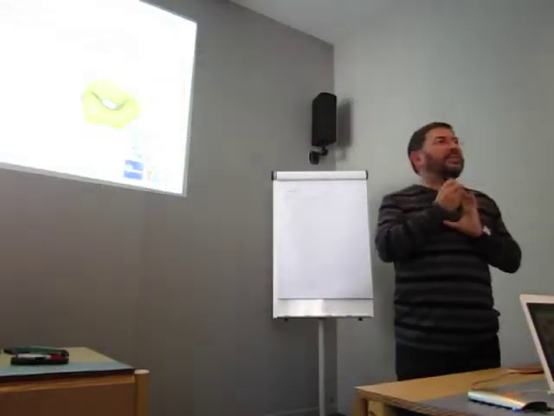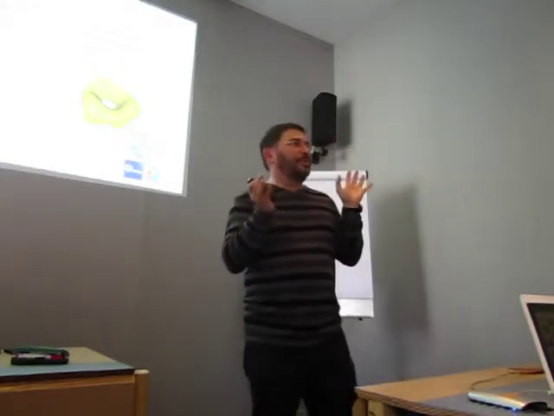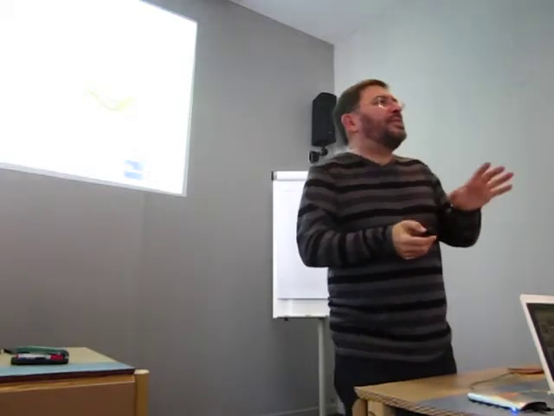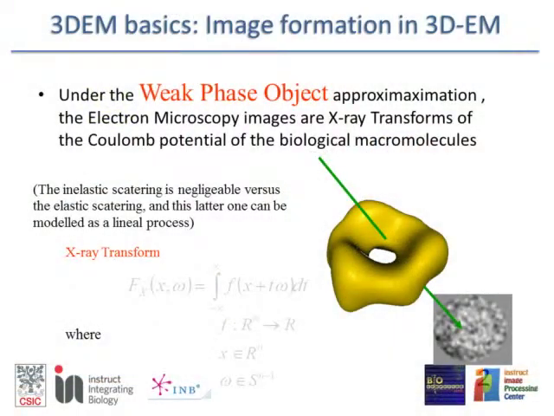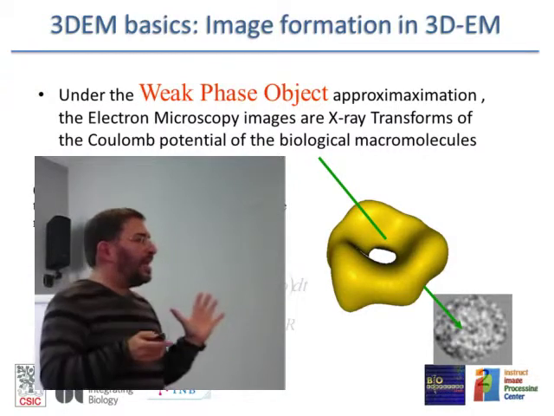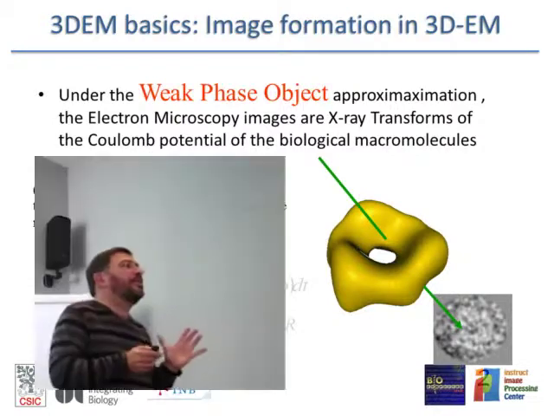In physics, I am a physicist, and a number of the people who are going to be talking to you during this day are physicists as well. We love first principles. So we have the interaction of something with matter. The first case is where it almost doesn't interact. So let's try to understand things in the limit of almost not interacting. This is the weak phase object approximation. If my specimen is almost transparent to the electrons, then I have a very simple way to understand the images in terms of the 3D structure.